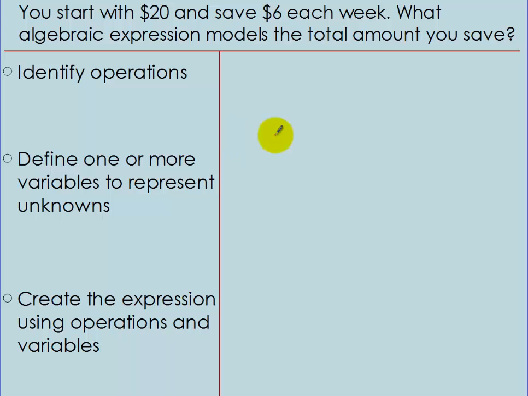So first I want to identify operations here. Just reading through this, it says you start with $20. So start with $20 is my first operation here. When I say I start with that much, I'm thinking like I'm adding that to my pot of money.